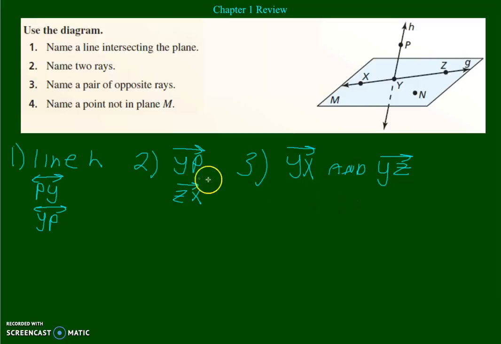And now finally, for number 4, name a point not in plane M. Clearly we can see that X, Y, Z, and N are in plane M. P, on the other hand, because it's on line H, which is intersecting the plane and going through the plane, it's not in the plane. Since point Y is the point of intersection of line H with the plane, point P is above the plane.